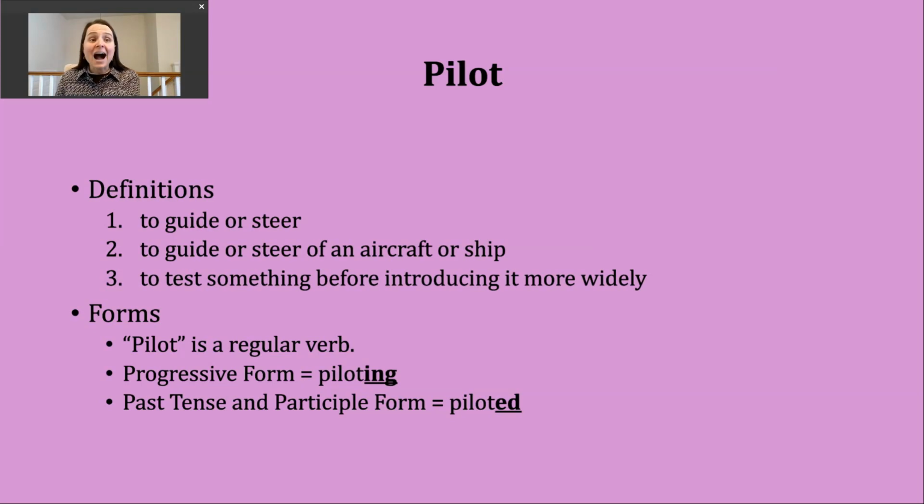You should know that pilot is a regular verb. To make the progressive form, we're going to add ing to form piloting. The past tense and participle forms of this verb are made by adding ed. Our base verb pilot ends in a T sound, so our past tense ending is going to make an id sound. We're going to add an extra syllable as we say this. It should sound like this: piloted, piloted.